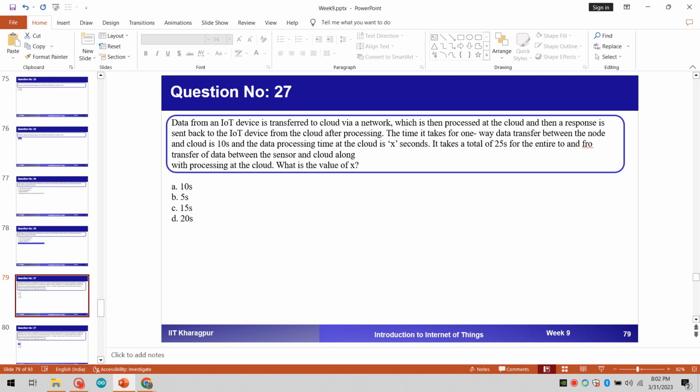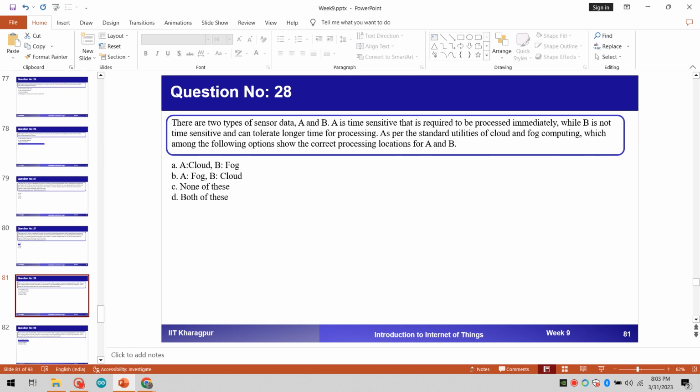See, one-way communication is given, so you have to calculate the round trip time. That is 2 multiplied by one-way communication. So 2 multiplied by 10 will be 20. So 20 plus processing time should be equal to 25. So your processing time will be 25 minus 20. That will be your 5 seconds. So B is the correct option.